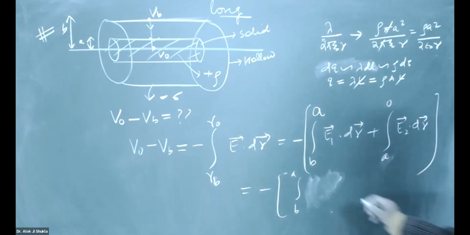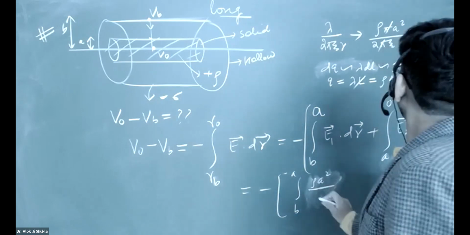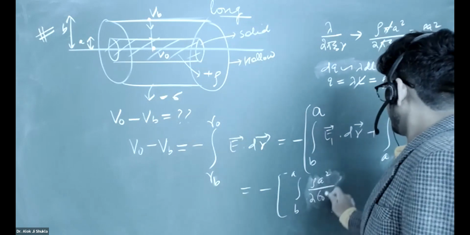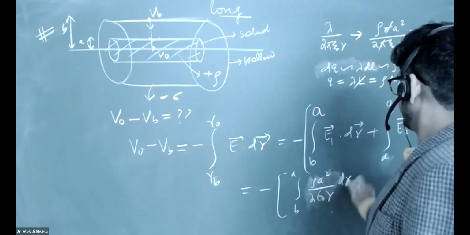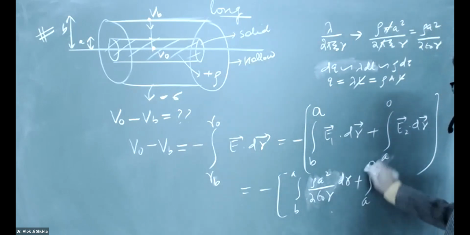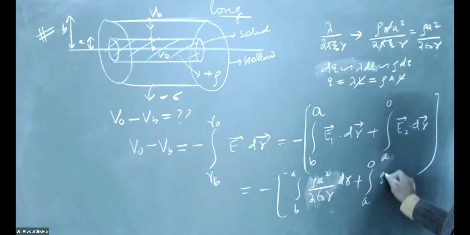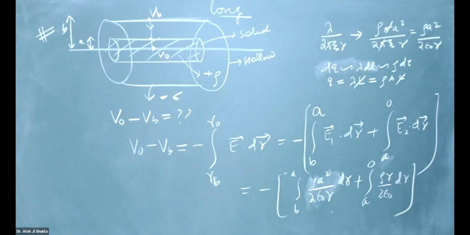So it will become rho a square by 2 epsilon naught r dr plus integral A to 0. What will be field inside? Rho r by 2 epsilon naught and dr. Just integrate this. This will be the answer. Check करो जरा कितना आ रहा है.